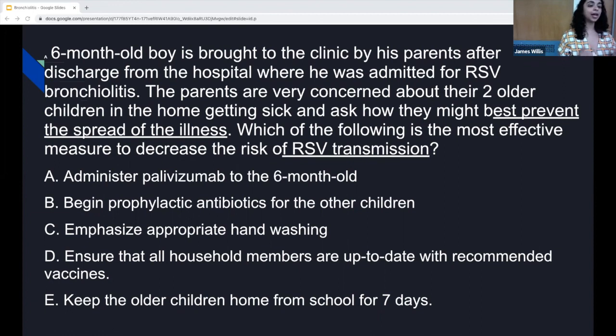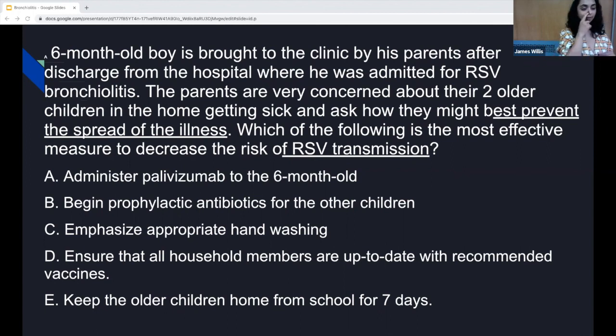Okay, A, does anyone want to do A? B, begin prophylactic antibiotics to the other children. C, emphasize appropriate hand washing. D, ensure all household members are up to date with recommended vaccines. And then E, keep older children home from school for 7 days.